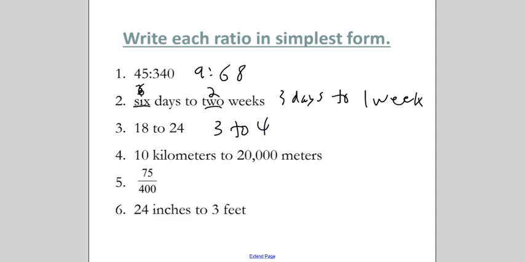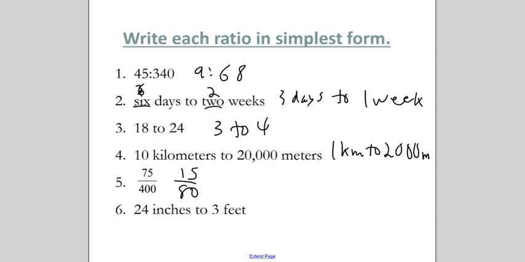10 kilometers to 20,000 meters. Well, 10 goes into both. So 1 kilometer to, just take off a 0, 2,000 meters. 75 over 400. Well, obviously 5 goes into both. So 75 divided by 5 is 15. And 400 divided by 5 is 80.